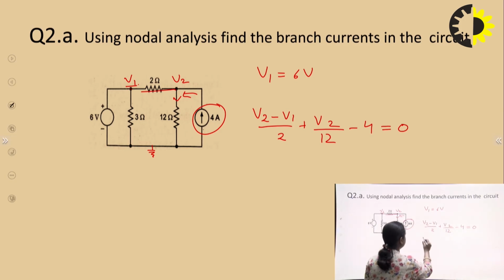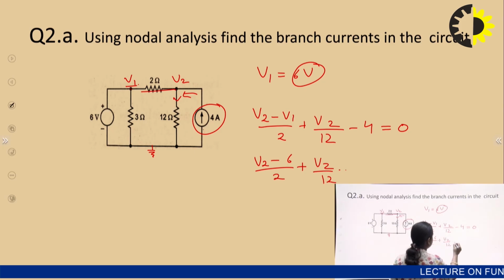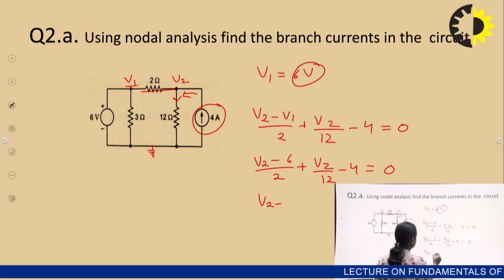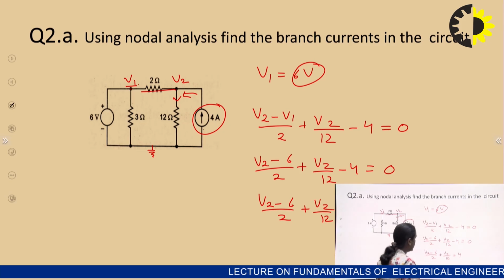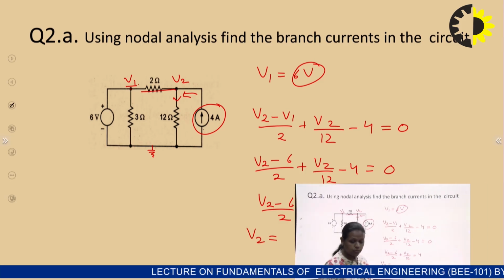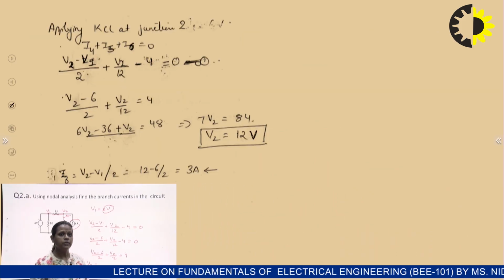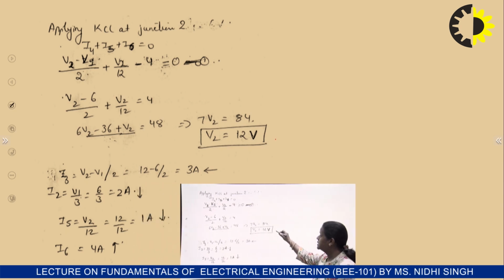So here we can solve this equation. We know that V1 is 6, so (V2 minus 6) by 2 plus V2 by 12 minus 4 is equal to 0, or you can write (V2 minus 6) by 2 plus V2 by 12 is equal to 4, and after solving this you can find the value of V2. So here you will get the value of V2 is 12 volt.